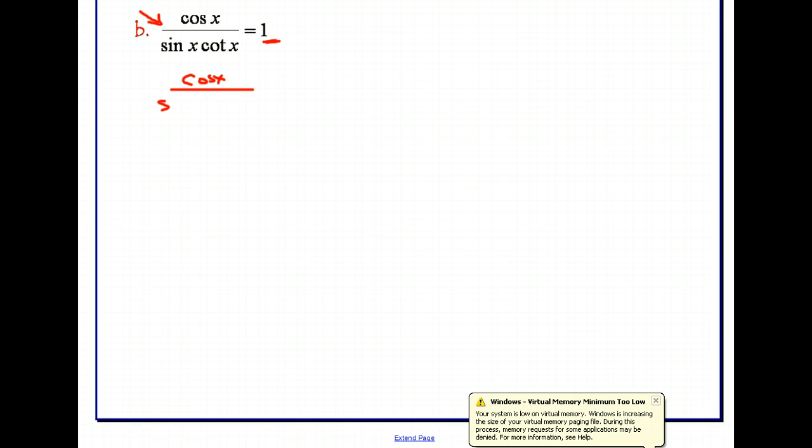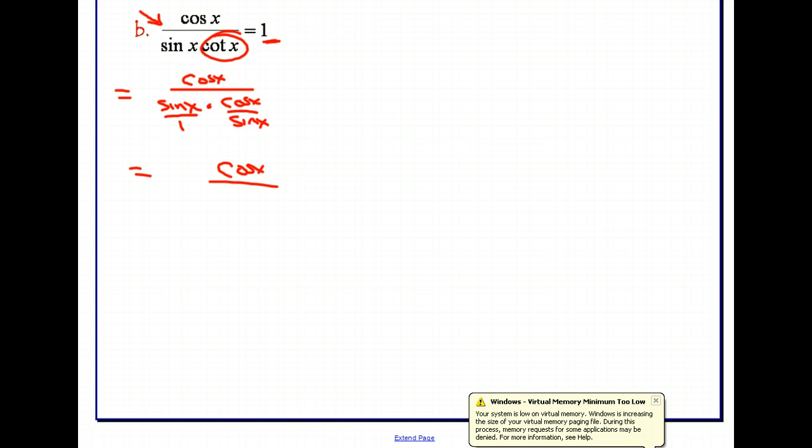There's cosine. There's sine. Leave those alone. And cotangent is cosine over sine. So I'll sub out the cotangent. I'll use a quotient identity, and cotangent is cosine over sine. Now I'm focused on the bottom of the fraction. So the top stays cosine. On the bottom, I'm multiplying.